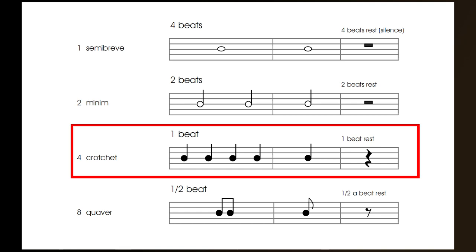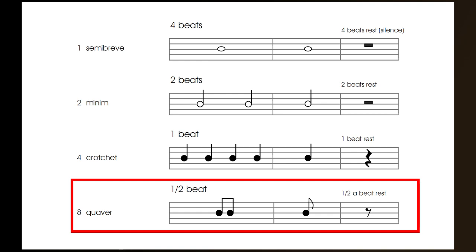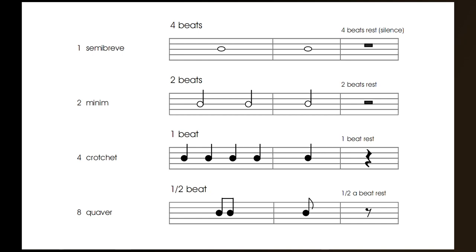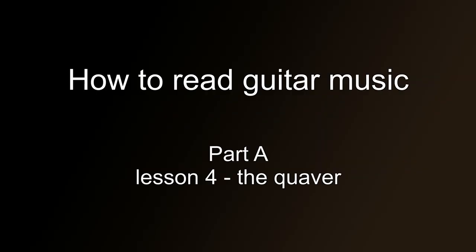And today we'll be looking at the quaver, which lasts for half a beat, and the rest the same, and this has a value of 8. And whilst we're looking at their values, notice that the values double every time. So we started with 1, then 2, then 4, and then 8. And you'll remember the main place we use these at the moment is for the bottom number in the time signature. Right, Lesson 4, the quaver.